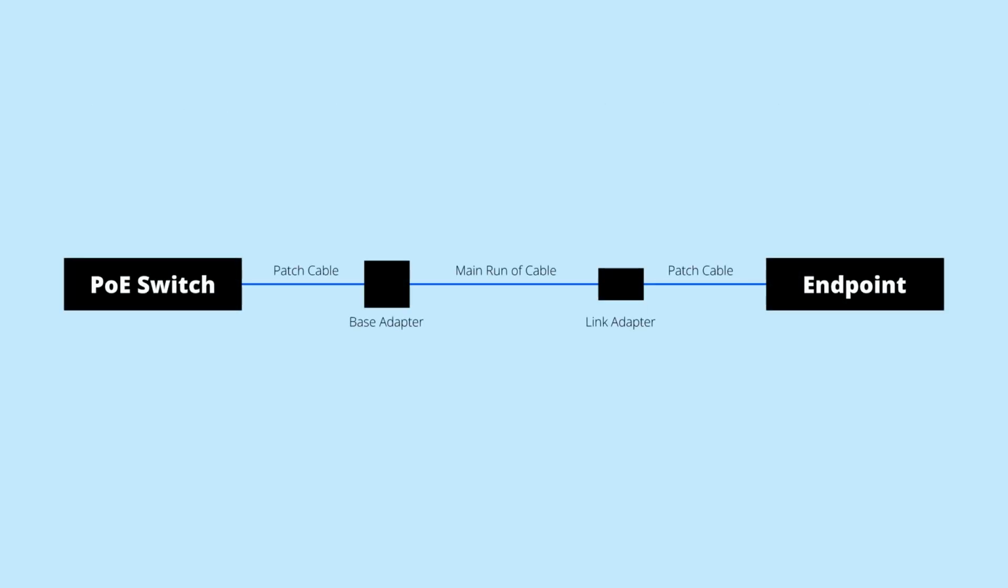Most installations will have a PoE switch providing power to a base adapter via a patch cable. The base adapter will connect to the main run of cabling, where it will connect to the link adapter, which will then connect to the endpoint. This may not reflect all types of installations, but it shows that there can be multiple points of failure over one connection. If we have an end device that is no longer powering, we can take steps to isolate the problem to see where the fault is.